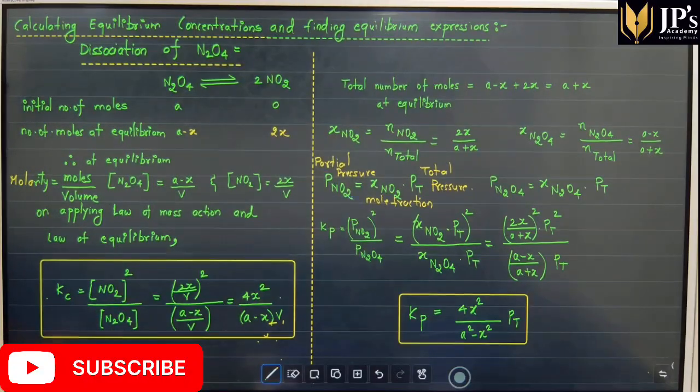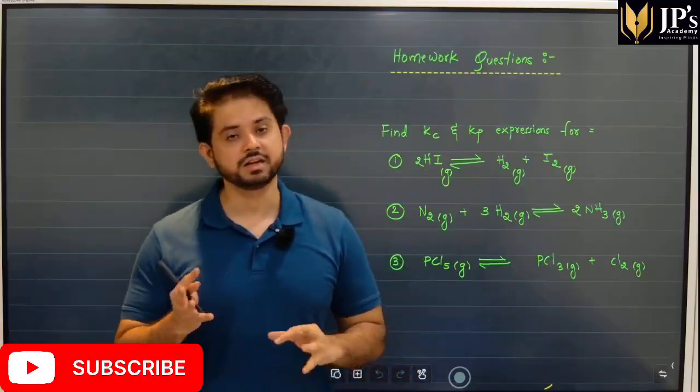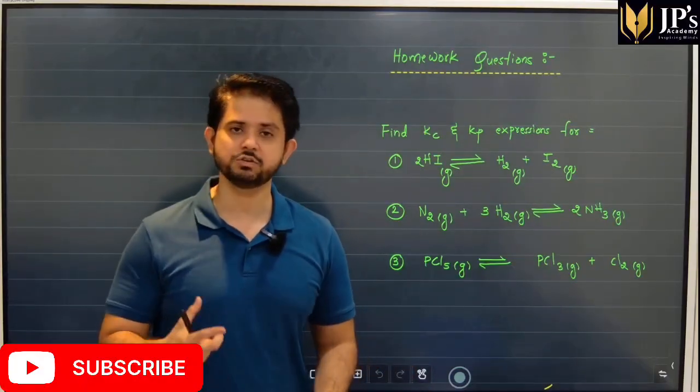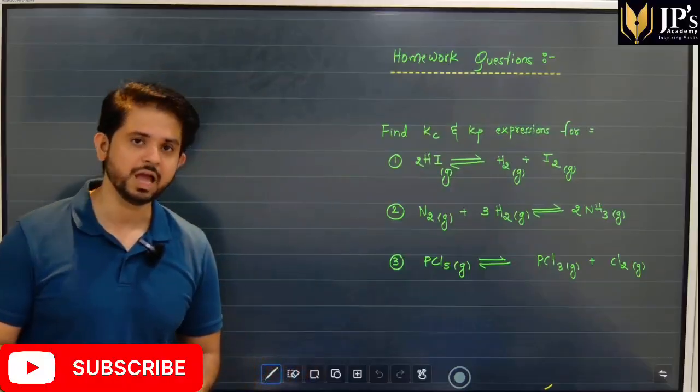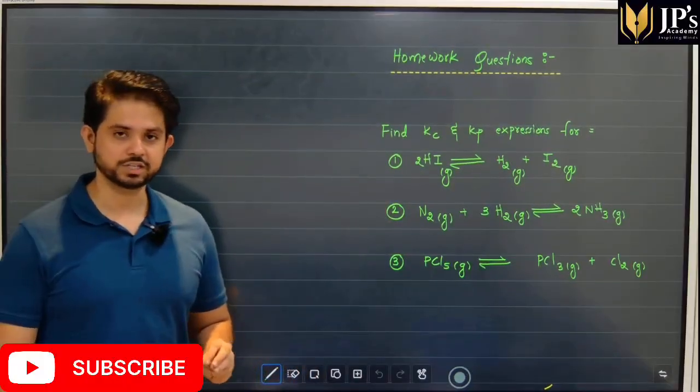Similarly, students, you can do these examples where you can find the relation between Kc and Kp, where you can find the expression for Kc, you can find the expression for Kp, and numericals usually come around these equations.